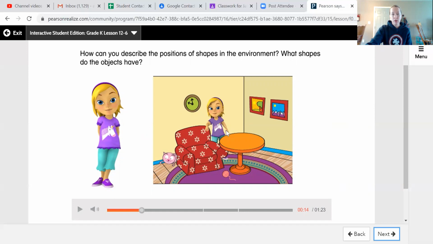Let's go to the top of this table. What shape do you see on the top of the table? Is it a square? No. Is it a triangle? No. Is it a circle? Yes. All right, let's come down here to the rug. What shape is this rug? If you were able to see the whole thing, I think it would be shaped like a circle.